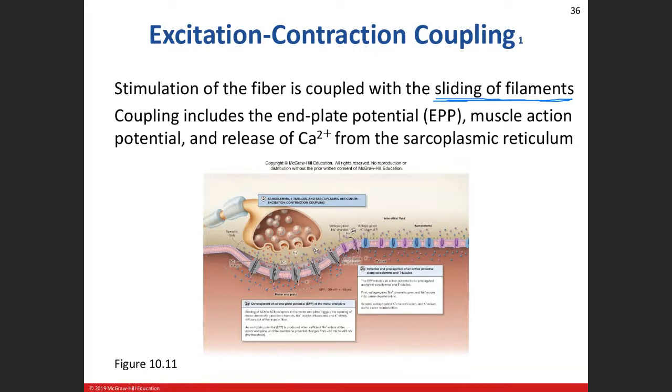So we call this excitation contraction coupling. It starts off with the end plate potential. Then we're going to generate what we call the muscle action potential. And eventually that muscle action potential is going to travel into those T-tubules, and it's going to stimulate the release of calcium from the terminal cisterna and the sarcoplasmic reticulum. So we have to release, remember, there's our princess. Calcium is held prisoner. Calcium needs to get into the sarcoplasm, okay?